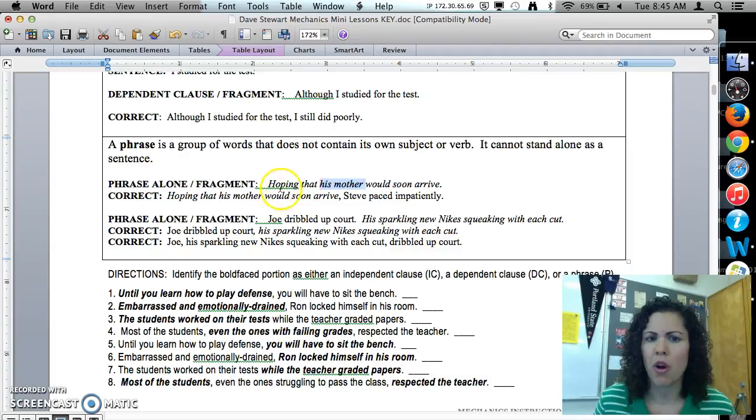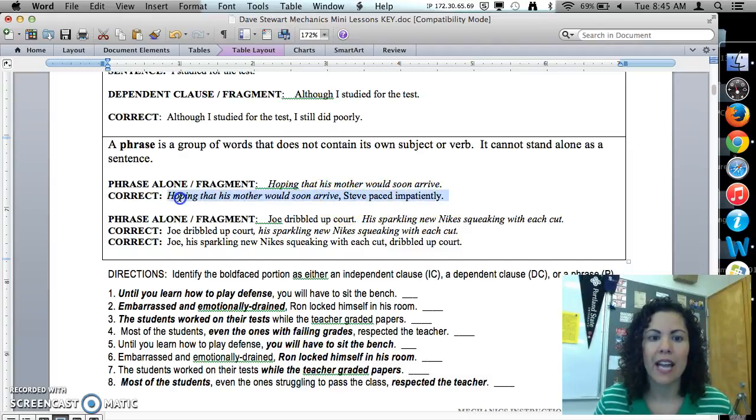We talked about this before. Who is hoping? Who is doing the action here? We don't have that subject, and so it's a fragment. You would have to say, Steve was hoping that his mother would soon arrive. Or we could add on an independent clause at the end. Hoping that his mother would soon arrive, comma, Steve paced impatiently.